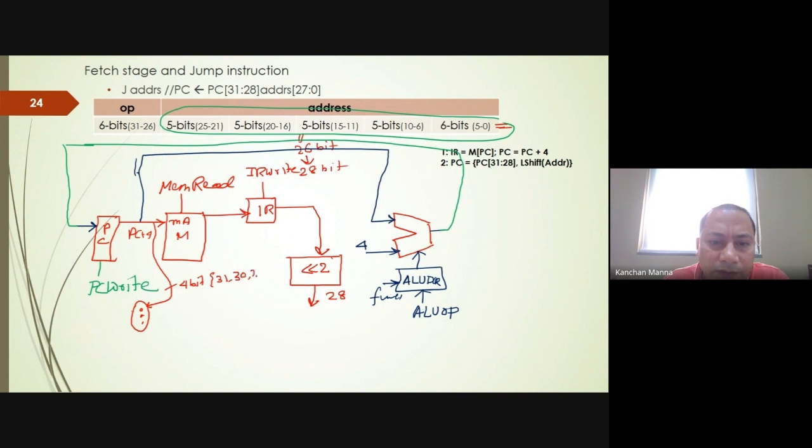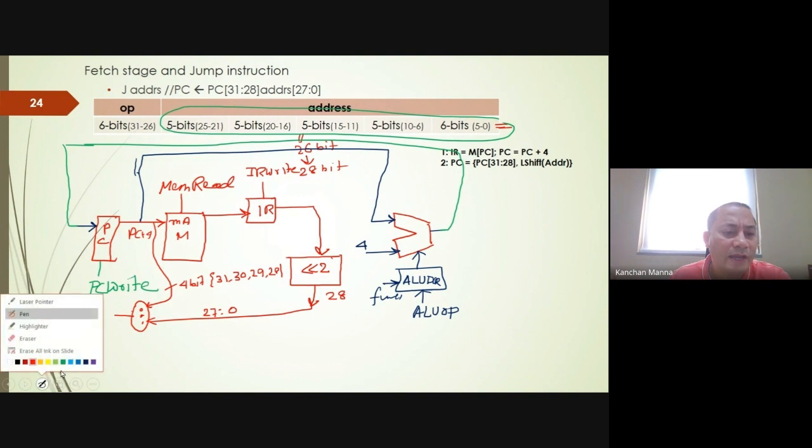Okay, and 29 and 28. And here the 28 bit would come from 27 to 0. Now we'll concatenate that and we have to load it in the PC. Now you can see the PC's port is getting its value from this ALU and this concatenation unit. So which component do we need to add before the PC's input signal? Right, so we have to put the multiplexer.